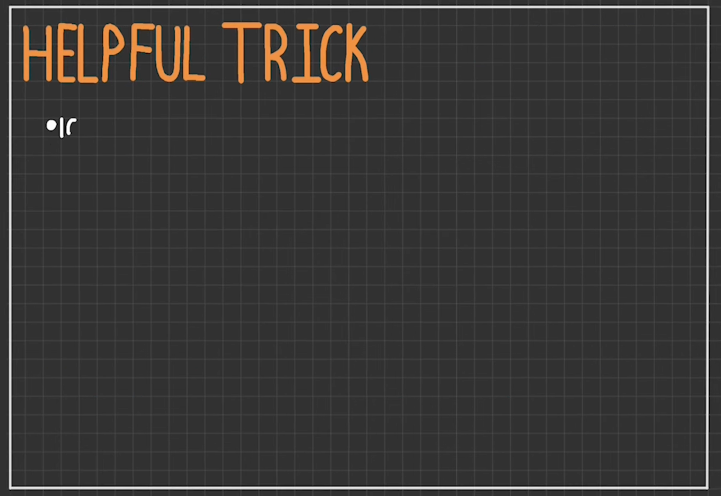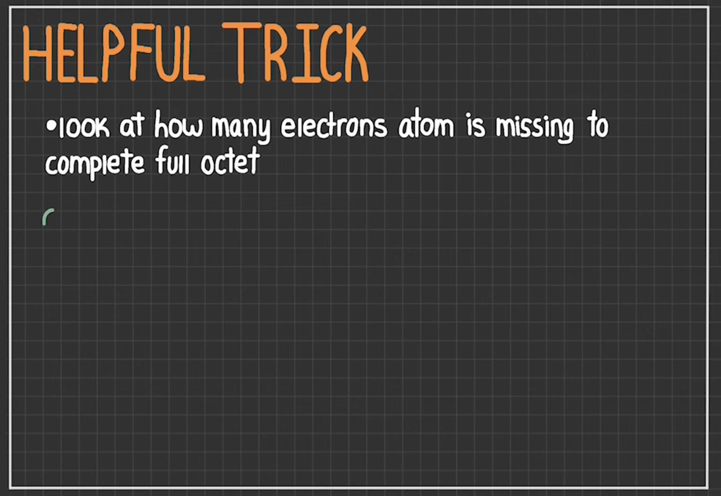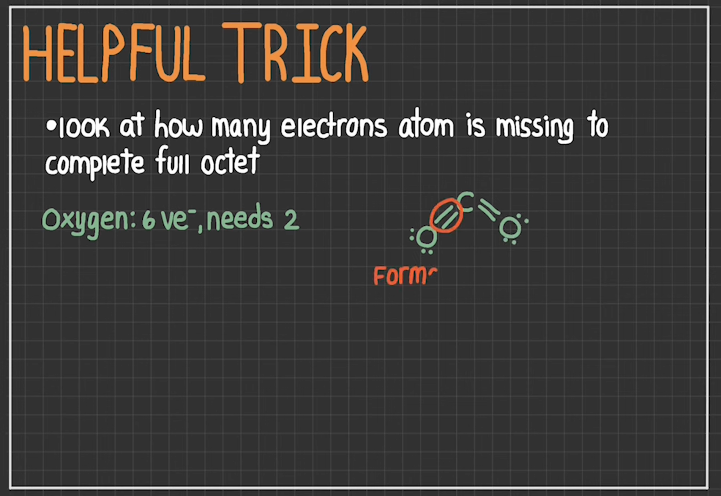There is a little handy trick to help figure out if an atom is going to have a non-zero formal charge, and that would be looking at how many electrons it is missing to complete a full octet. Let's use oxygen for an example. It has 6 valence electrons and needs 2 to complete its octet. It just so happens that when oxygen has 2 covalent bonds with another atom, and the appropriate amount of lone pairs to go with it, its formal charge is 0.